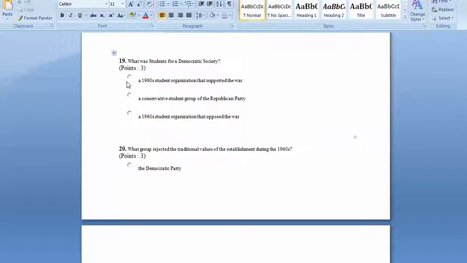A 1960s student organization that supported the war, a conservative student group of the Republican Party, or a 1960s student organization that opposed the war?